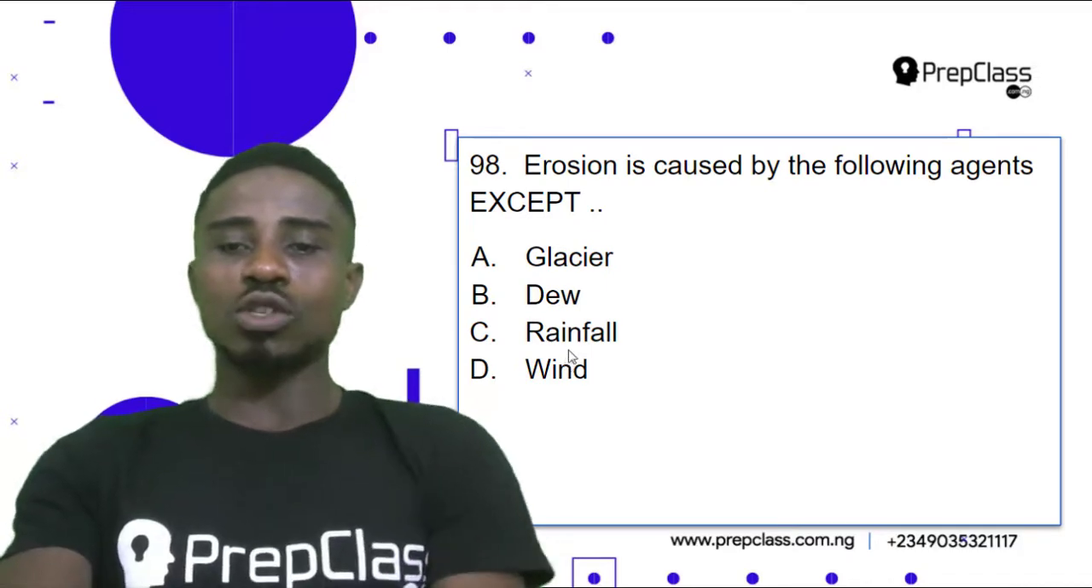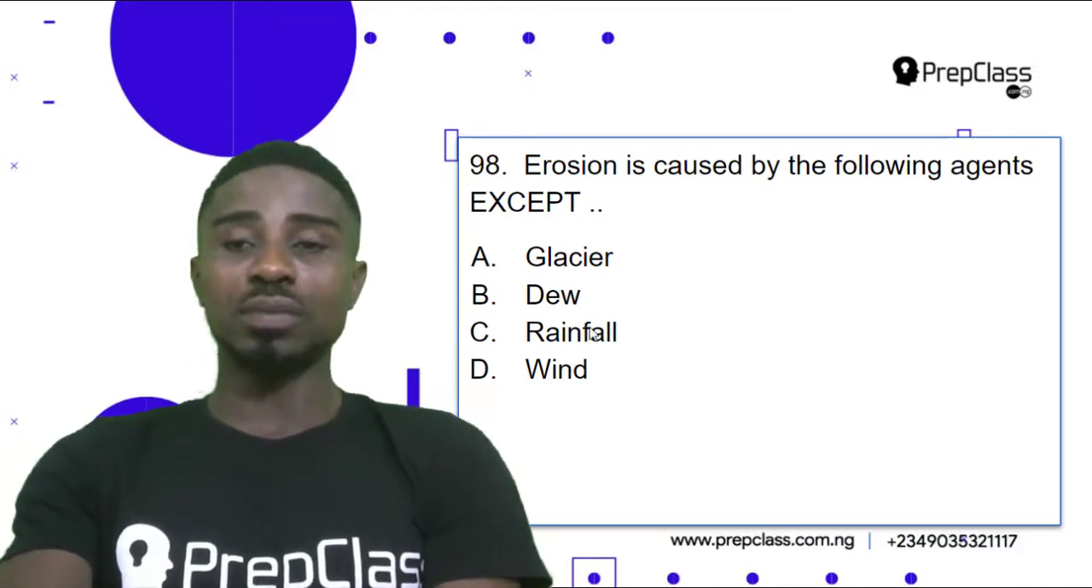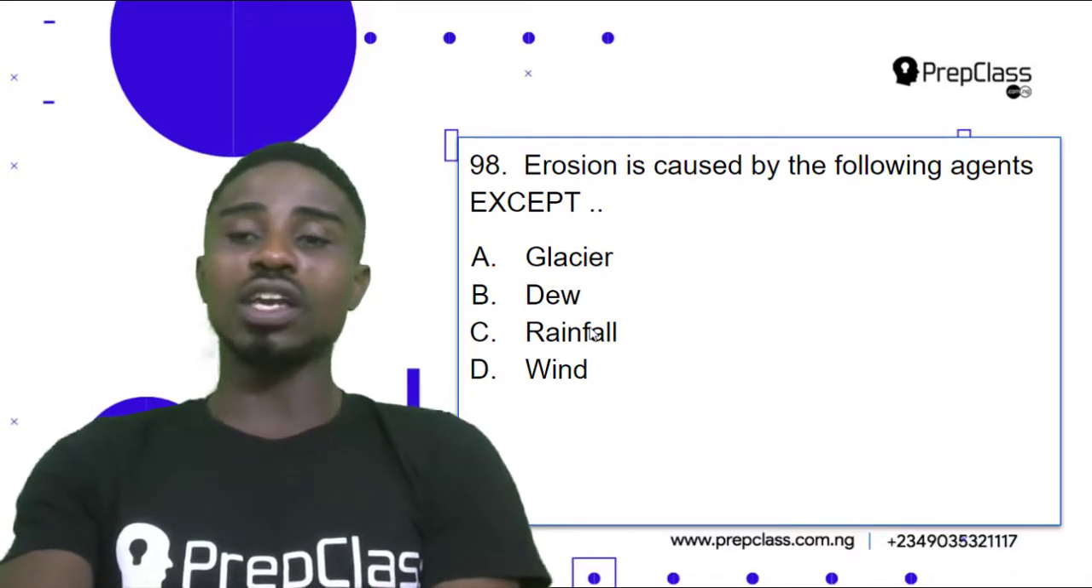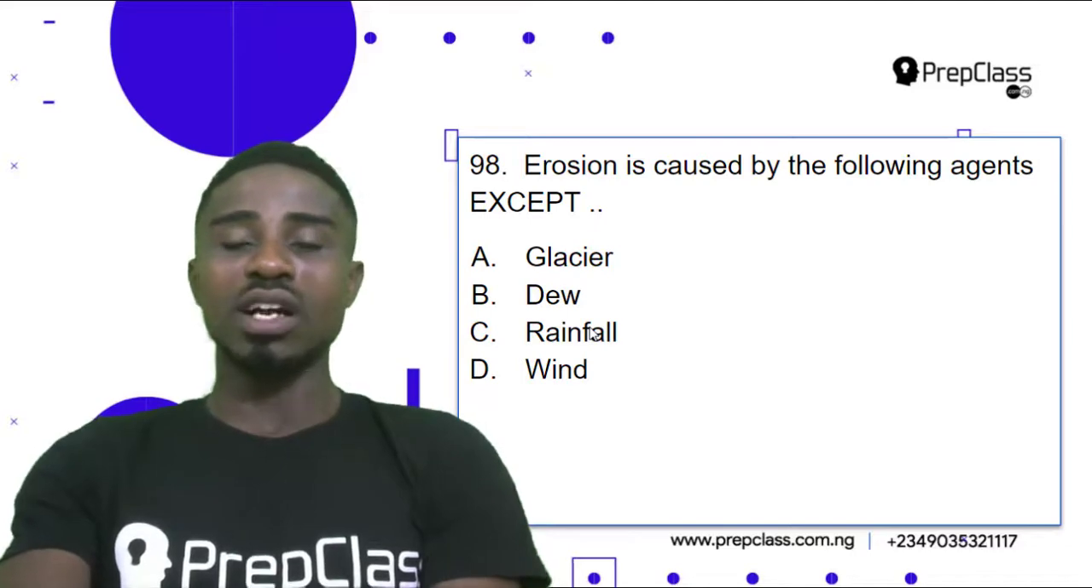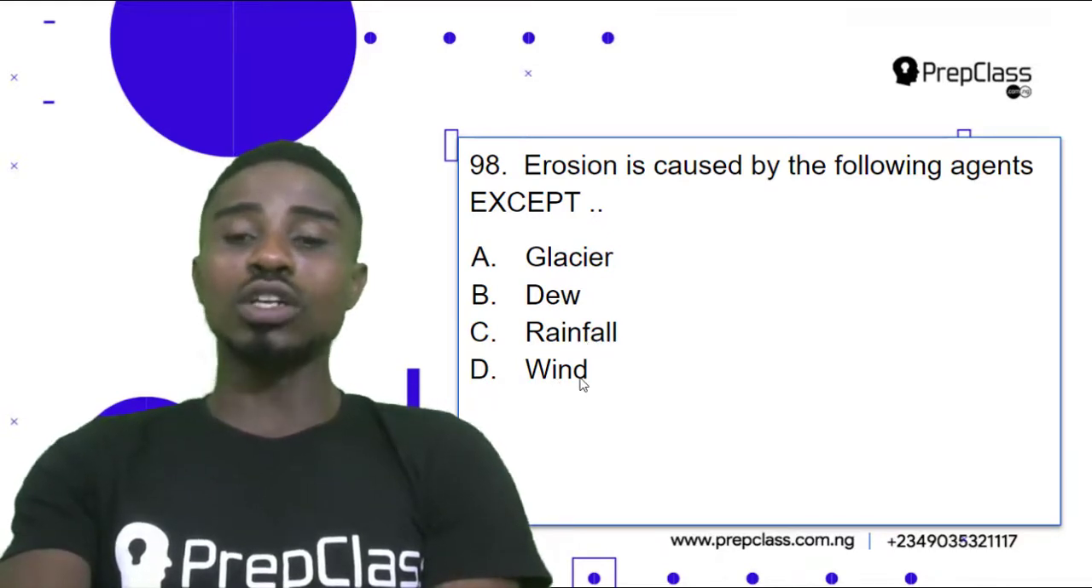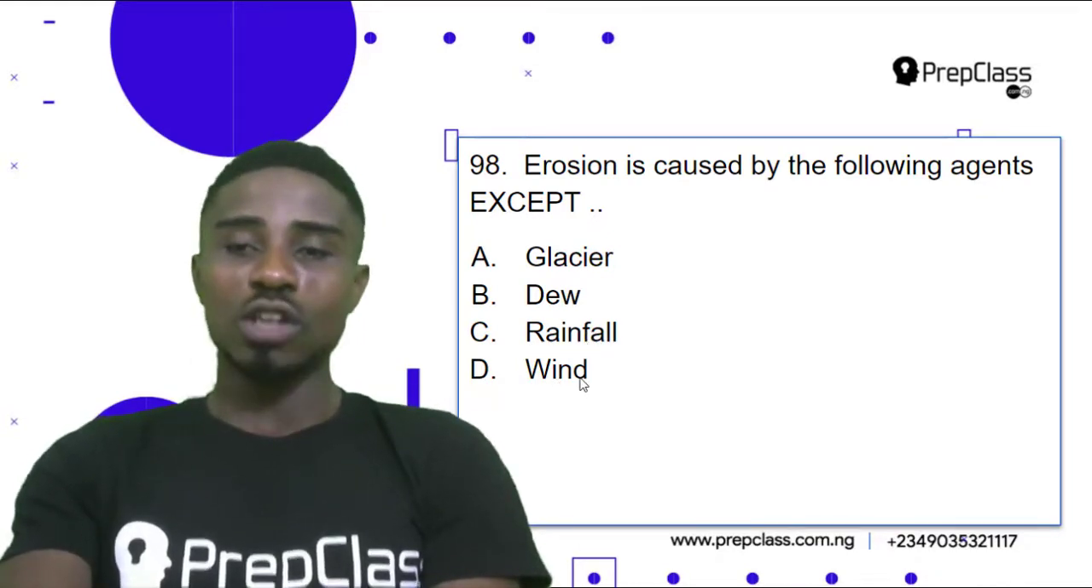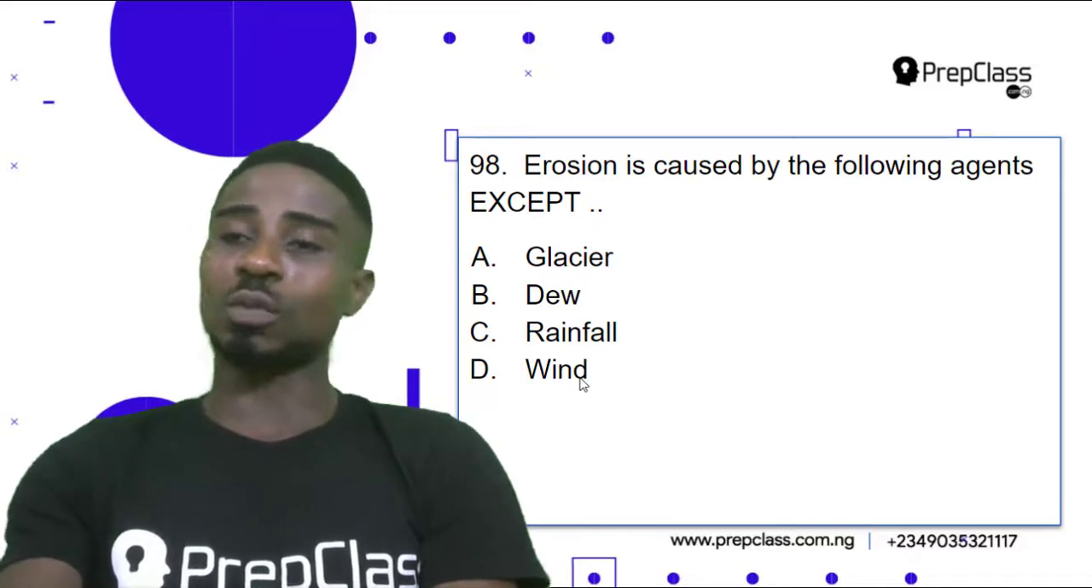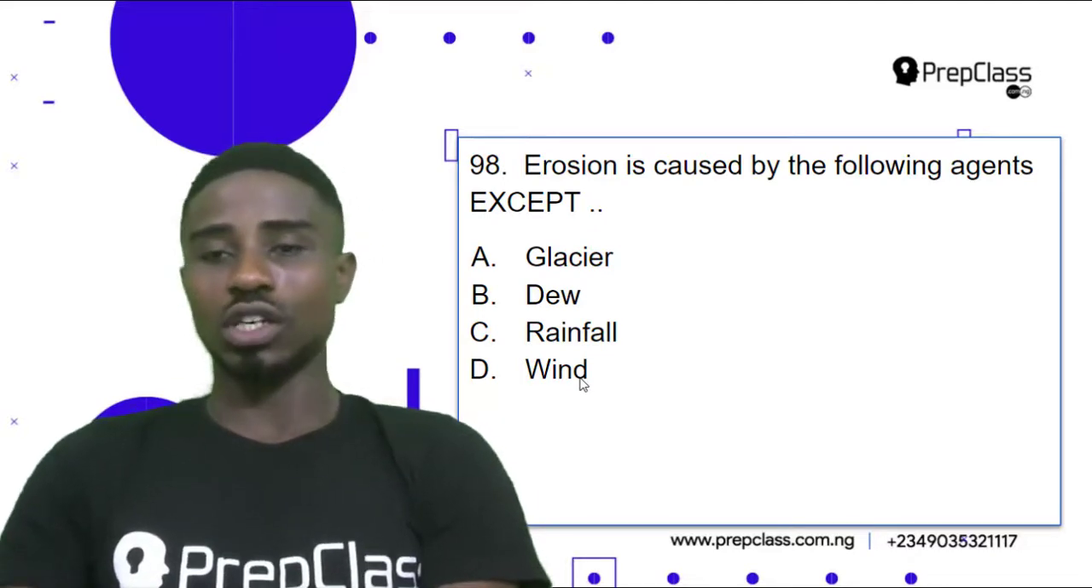C, rainfall. So when rain falls heavily, it can lead to flooding, which can in turn lead to erosion because it can wash away some earthen material and transport them to another location. So this can lead to erosion. Wind can also lead to erosion, taking off some earthen material and transporting them to another location.